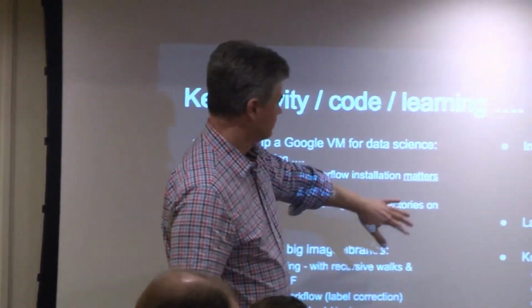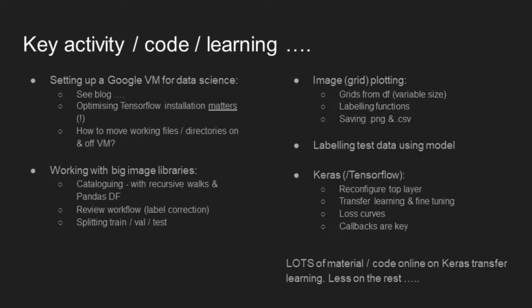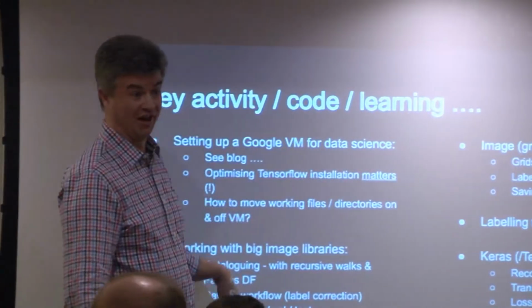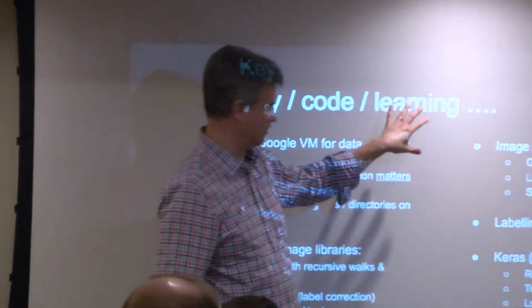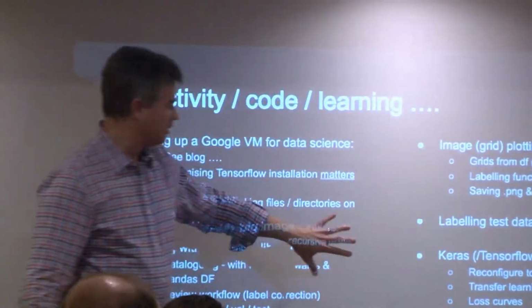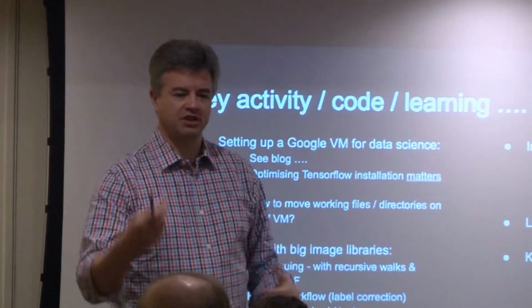Randomly sample. Labeling the test data, using a model to label stuff, takes a bit of work. The actual Keras TensorFlow stuff, yeah, you've got to take off the top layer and reconfigure it. There's quite a lot of that online. There's far less on the other stuff, actually. So most of the learning was around here. This stuff, transfer learning, fine tuning, it's fine, there's lots of code.